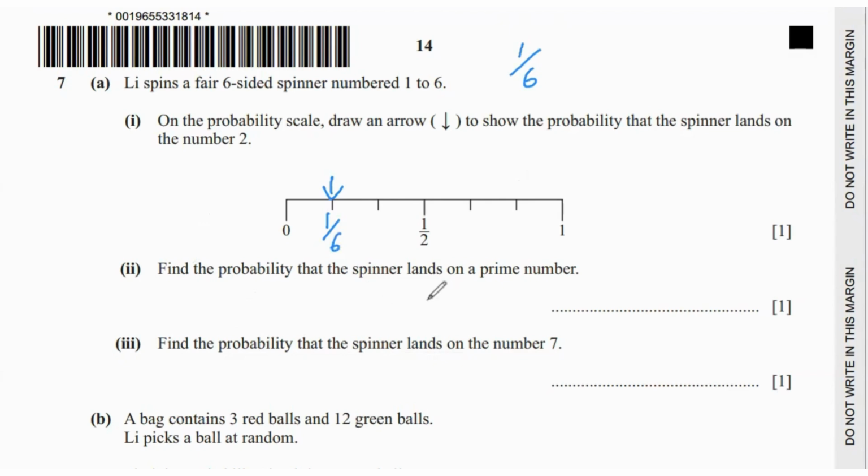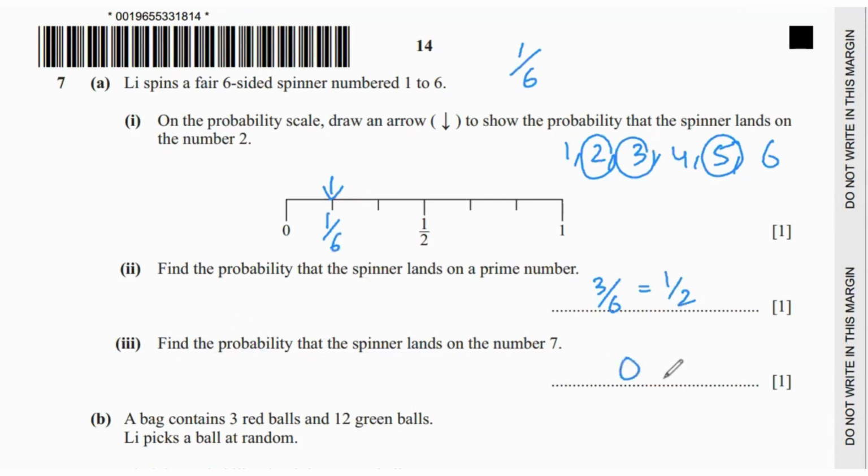Then find the probability that the spinner lands on a prime number. So prime numbers are going to be 2, 3, 5. We have 3 prime numbers. So 3 over 6, which is 1 over 2. Find the probability that the spinner lands on the number 7. That's 0. Why? Because there is no 7 on the 6-sided spinner. There are only 6 sides, and the numbers are from 1 to 6.